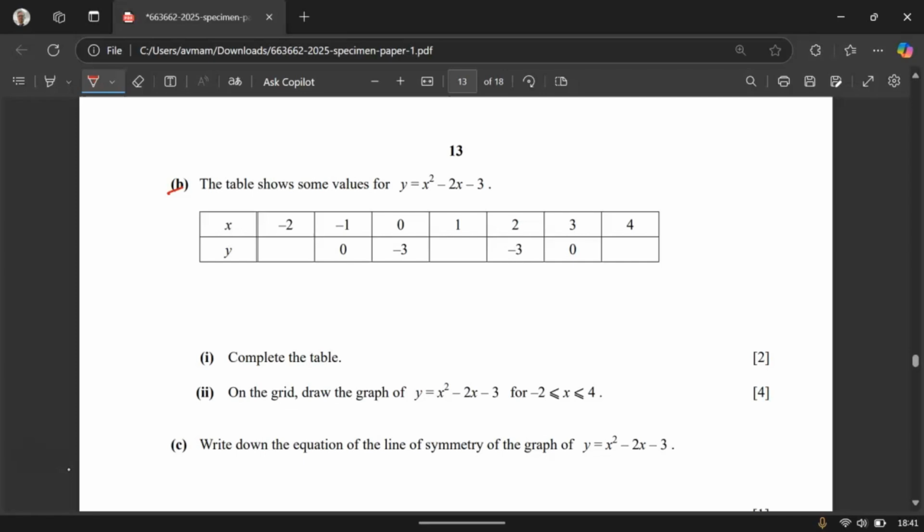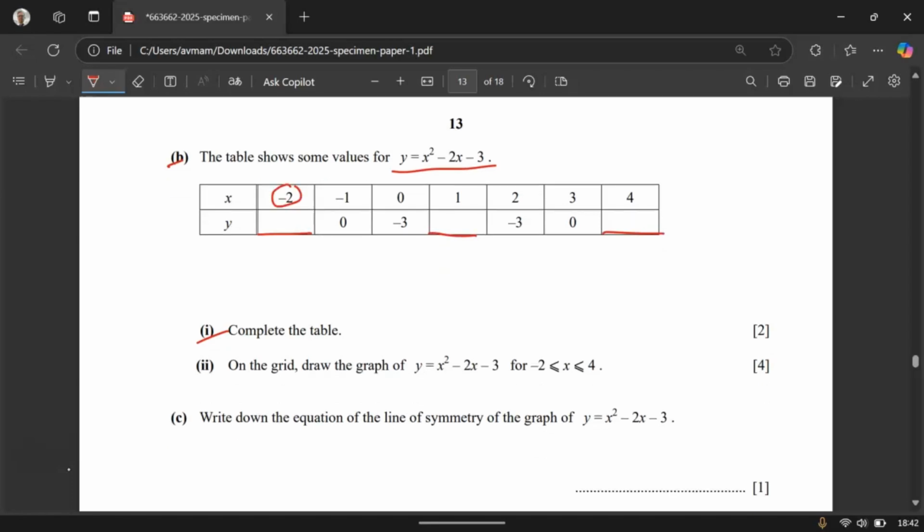The table shows some values for y equal to x squared minus 2x minus 3. 1. Complete the table. So these are the empty spaces we need to complete. When x is minus 2, just substitute the value minus 2 in place of x. So y is going to be minus 2 squared minus 2 times x, which is minus 2, and then minus 3, and that will give you 4 plus 4 minus 3. This will give us 8 minus 3, and then the missing number is 5.